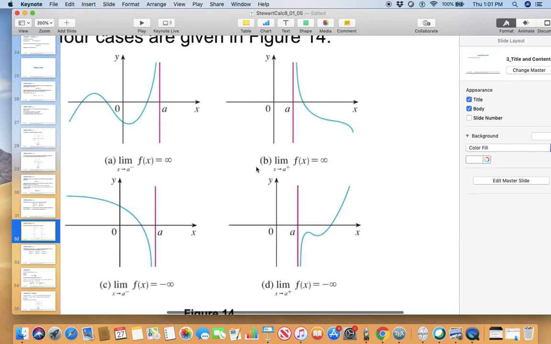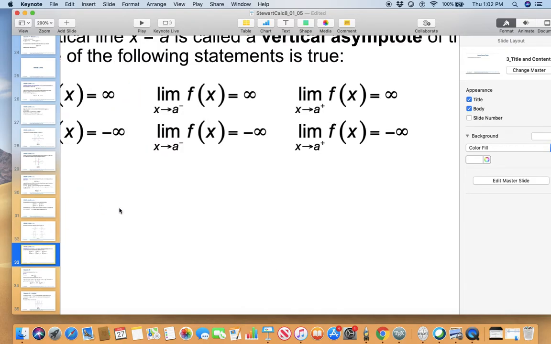The left-hand limit is positive infinity. So here is A, the left branch goes to positive infinity. The left-hand limit is negative infinity. The left branch has gone to negative infinity. The right-hand limit has gone to positive infinity, and the right-hand limit has gone to negative infinity.